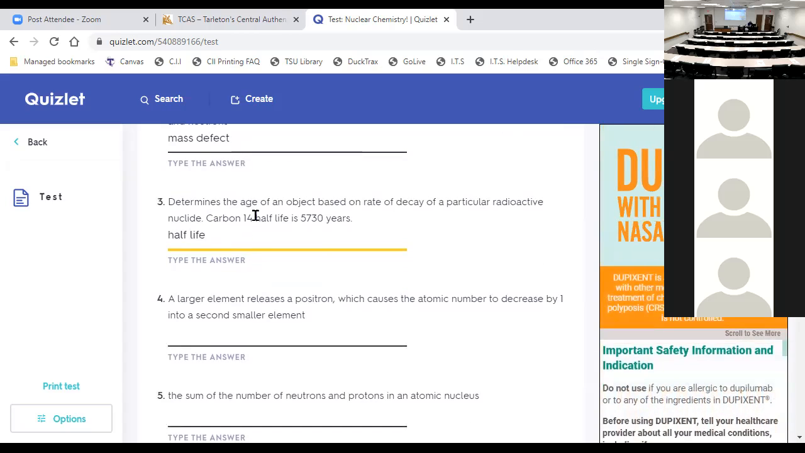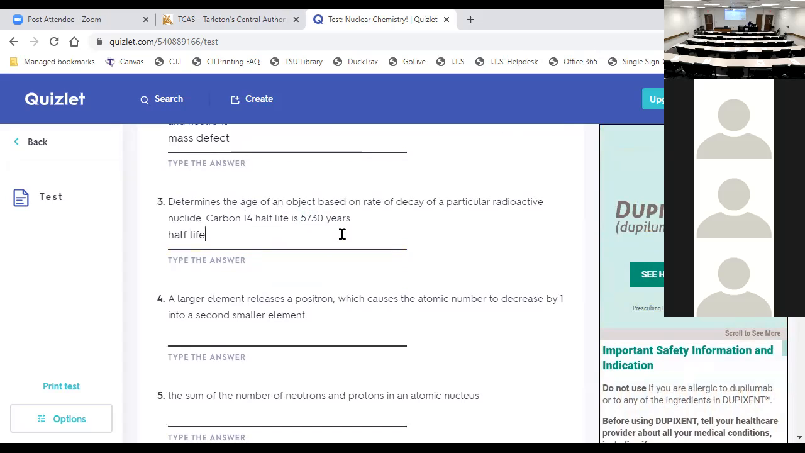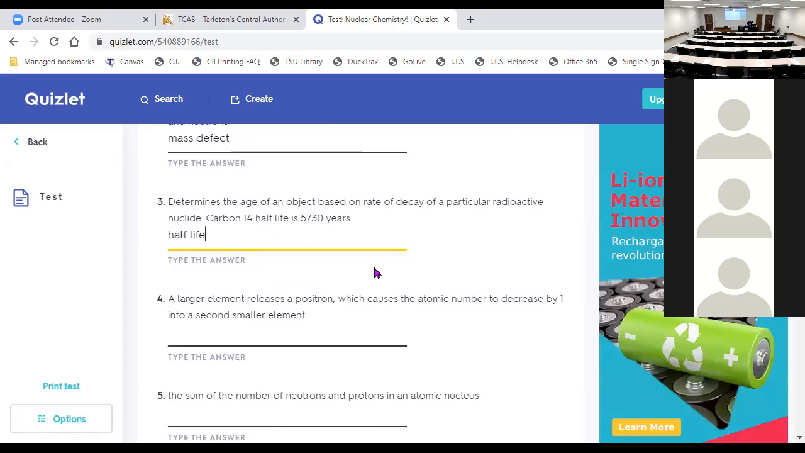Carbon-14 is radioactive because carbon-12 is the normal isotope for carbon, and so this has two extra neutrons. So it's radioactive. It wants to go back to carbon-12. But this requires 5,730 years for carbon-14 to lose half of its life.